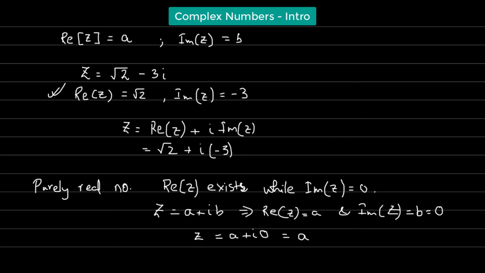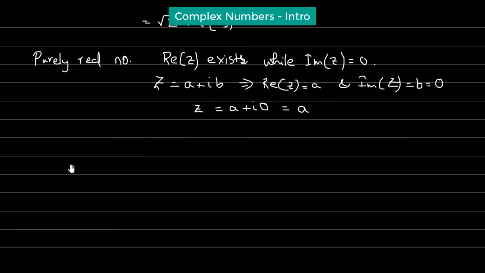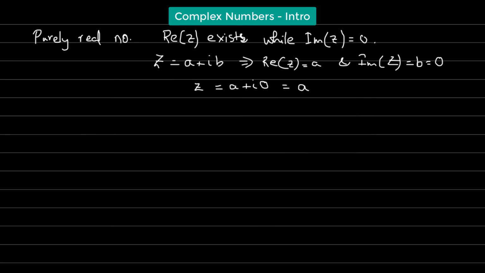So that means we can say that our complex number z is now purely real. Similarly, we can have a purely imaginary number. When we say that it's purely imaginary, then the real part of z is equal to 0. There is no real part present. Well, there will be an imaginary part of z, which is simply b.